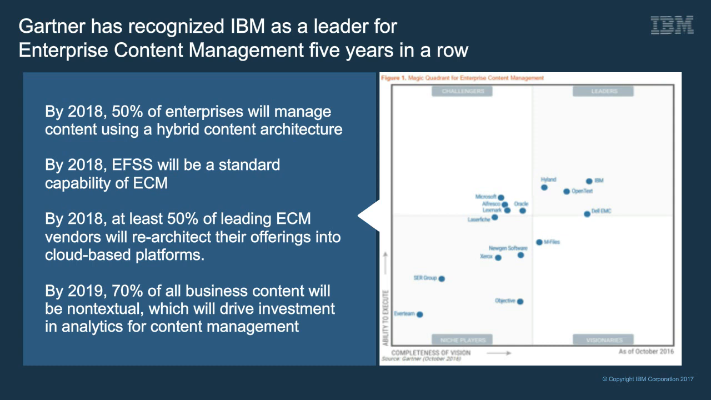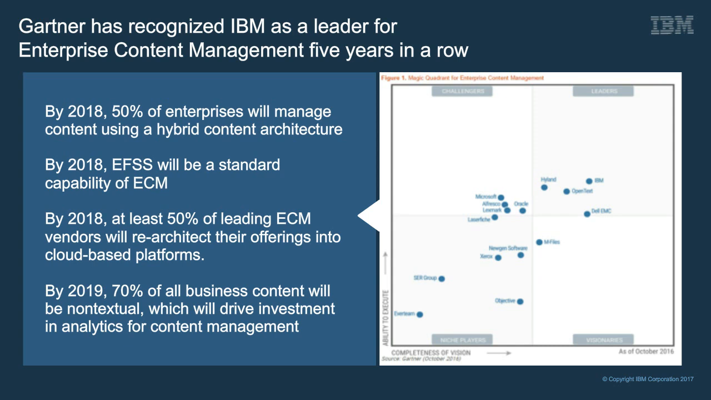Gartner's recent insights are built on some foundational assumptions, predictions that are generally accepted and confirmed by other analyst firms and industry associations like AIM and others. But they underscore the emergence of the third dimension of ECM, and they make some of the insights that are listed here. So for example, by 2018, 50% of enterprises will manage their content using a hybrid content architecture.